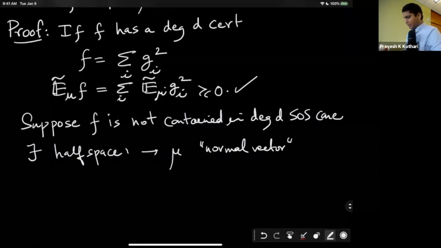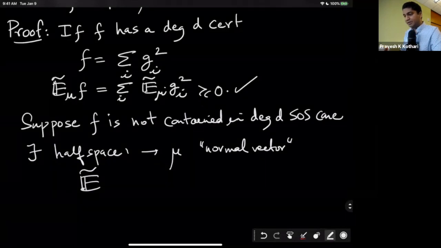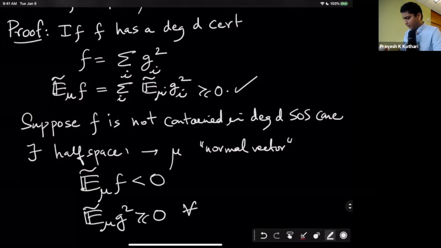Yeah, good. And now we have notation for talking about the inner product. So in particular, we can conclude that with respect to mu, the normal vector must be non-zero. This just comes from the separating hyperplane theorem. So we can immediately conclude that tilde E mu of f is less than 0, and tilde E mu of g squared is bigger than or equal to 0 for all g of degree at most D over 2.